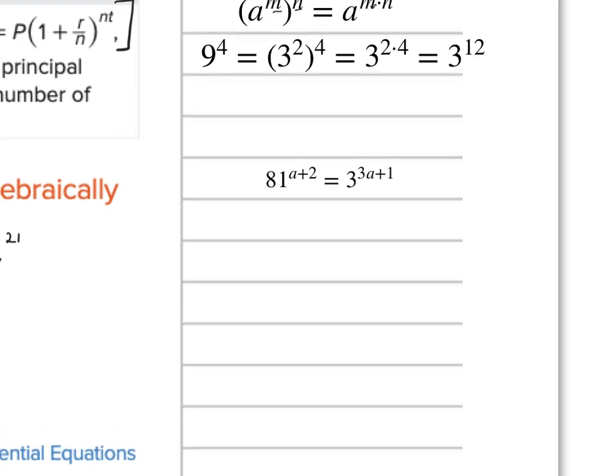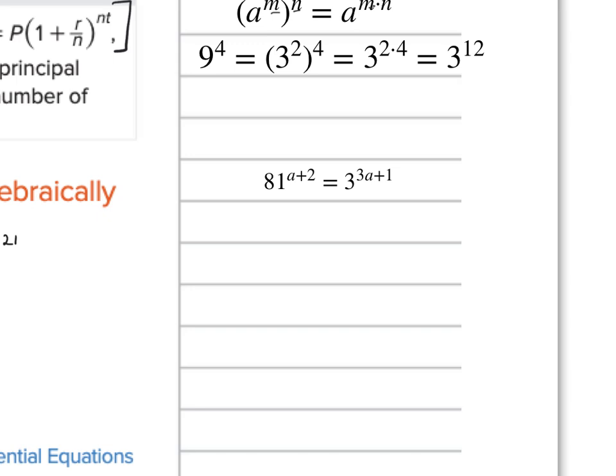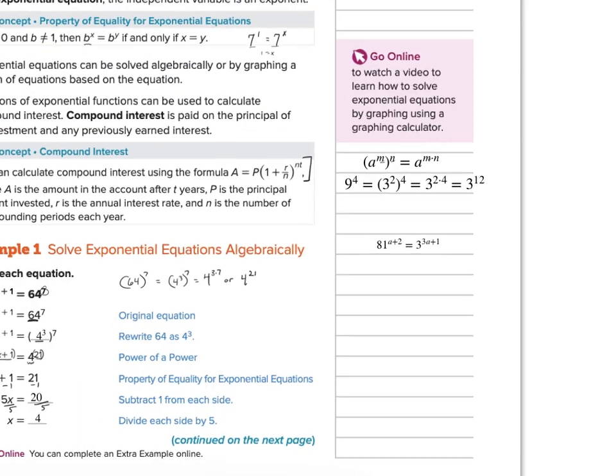Here is one of our problems from today's assignment. In order to solve for a, we have to have like bases. So you may want to stop the video, take a second and try to solve this, and see what happens based on the information that we know.